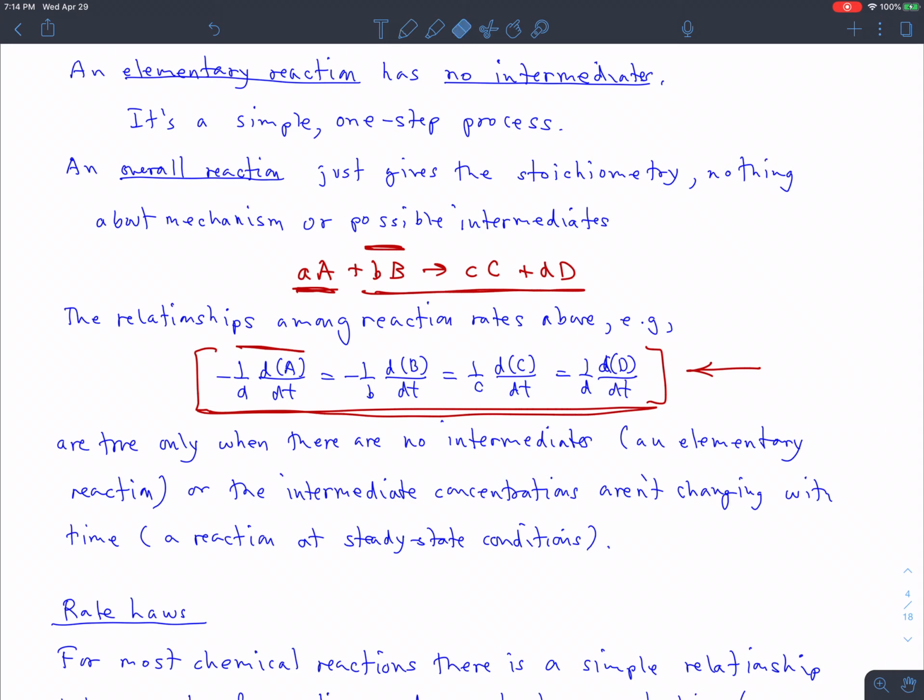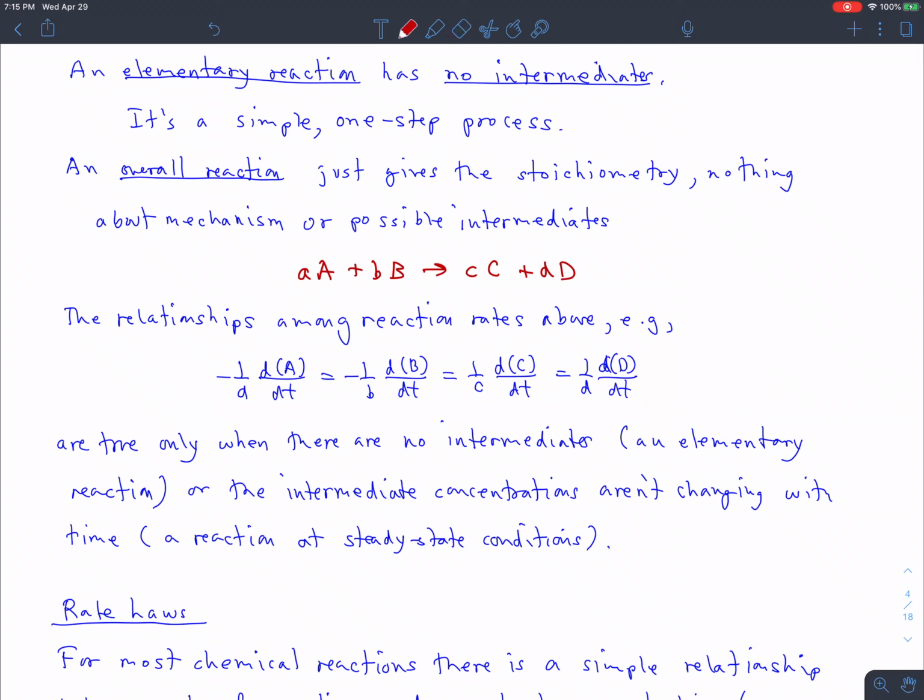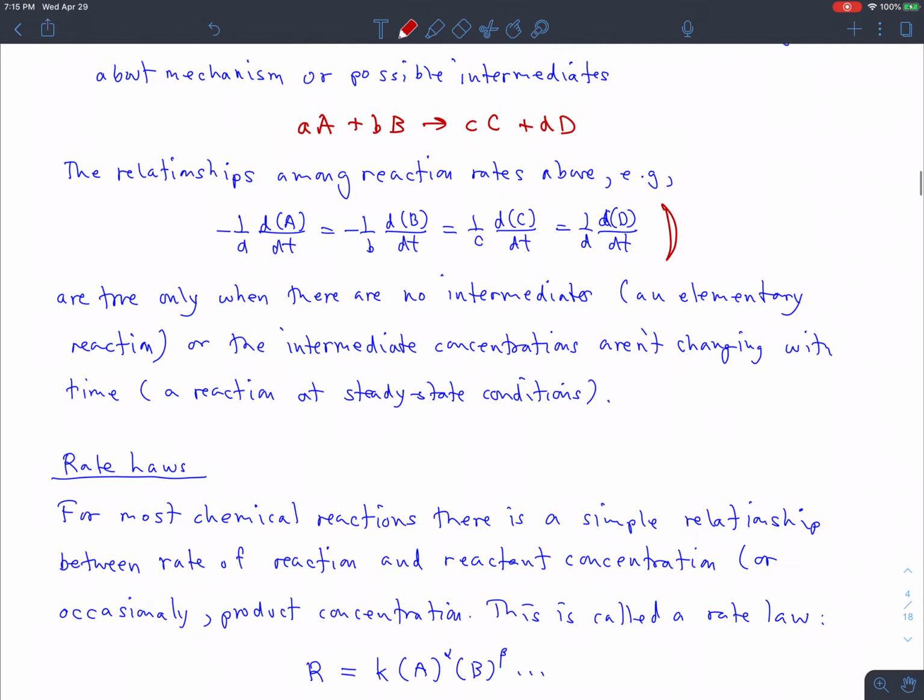So as long as you've got significant amounts of intermediate being formed, and as long as those concentrations are changing in time, either building up or decaying away, then these relationships won't hold. But most of the time that isn't true. Most of the time the intermediates are present only in very small concentrations, or they're not present at all in an elementary reaction, or they're not changing with time because the reaction's in a steady state case. In all those cases, these sets of relationships hold at least as a very good approximation.